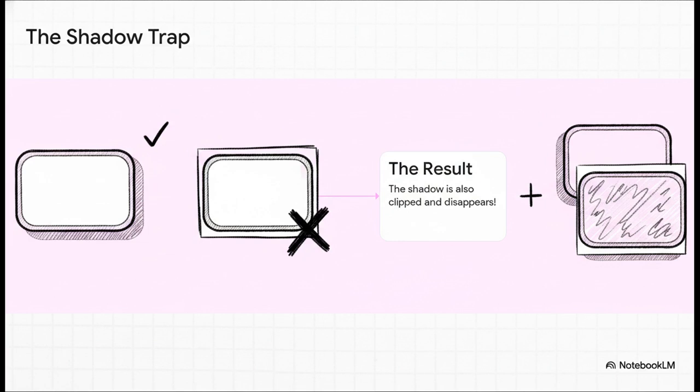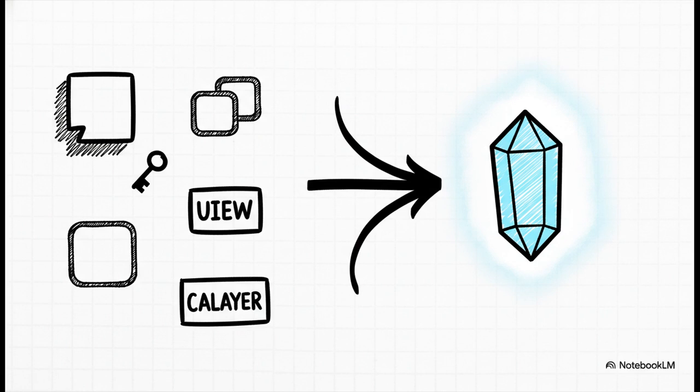The classic solution, and really the best way to handle this, is to use two views. You have an outer container view that just handles the shadow, and an inner view that has the rounded corners and the clipped content. Yeah, understanding that shadow trap is pretty much the key to mastering this whole thing.